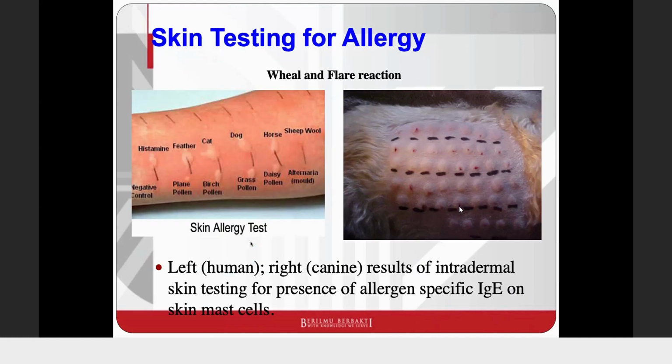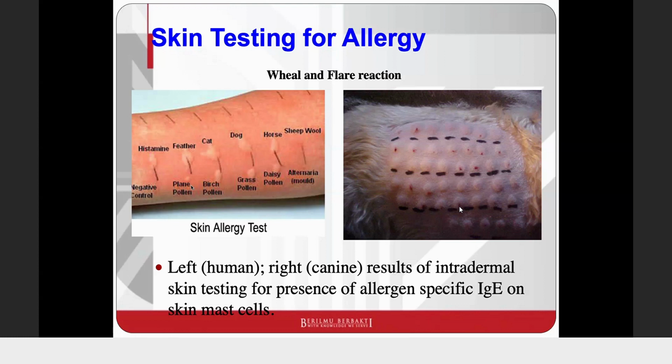Then there is skin testing. You have intradermal skin testing, as you see here, where you inject a certain amount of a certain allergen and then you see whether there are reactions. These are called the anaphylactic reaction. These are human. This is dog. You can see the human is allergic to feather, cat, dog, horse, and some amount of plant pollen.